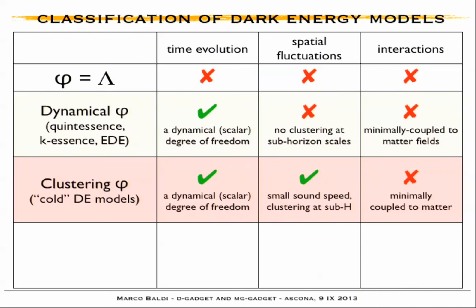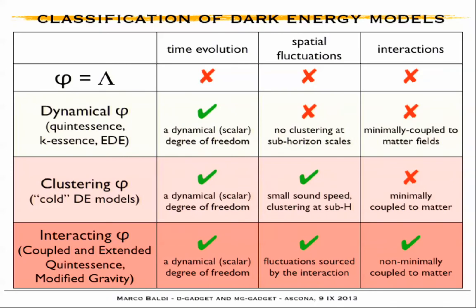But now you can make it even more complicated. You can have clustering scalar fields, which means a field that is dynamical and also has a small sound speed, so that it clusters at subhorizon scales, still without interaction, minimally coupled to matter. But in this case it is more complicated, and this is still under development, so I will not talk very much about clustering dark energy.